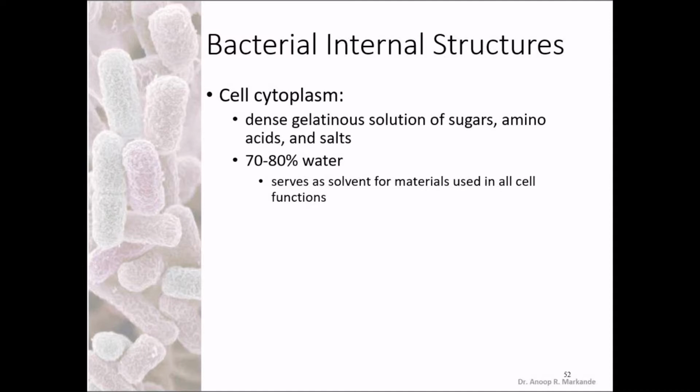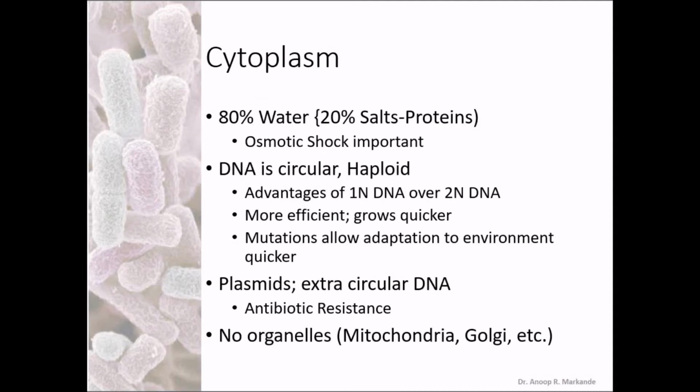Now the bacterial internal structures. It includes the cell cytoplasm. It is a dense gelatinous solution of sugars, amino acids and salts. It is 70 to 80% water and serves as a solvent for materials used in all cell functions. This cytoplasm, which is 80% water and 20% salts and proteins, makes it very important to discuss osmotic shock, because without it there will not be any transport of salts or ATP synthesis within the bacterial cell. The bacterial or prokaryotic DNA is circular and haploid, and it is distributed within this part of the cell, the cytoplasm.